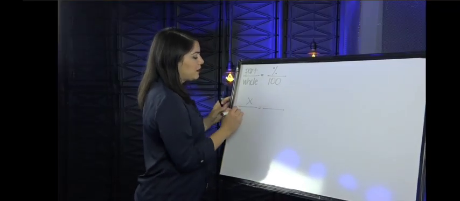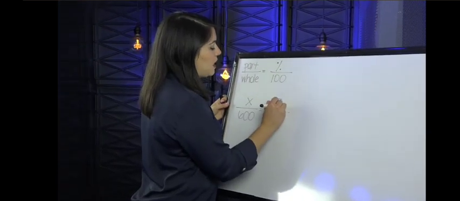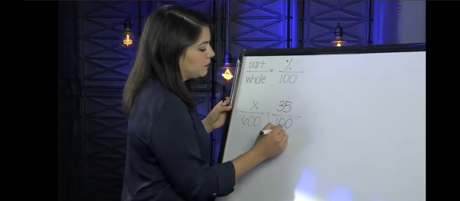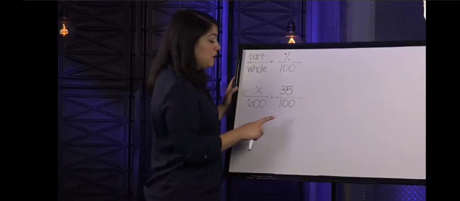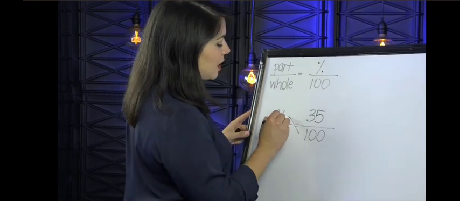So we have our two fractions here. We don't know what the part is, but we do know what the whole is. We know that the whole is $600 because that is the price of the television. We also know the percent of the down payment is 35%, and we know that 100 always goes down here. Now, we have to make sure we understand what we're doing here. This is the percentage of the down payment, which means we're going to find the part of the down payment. That's what this means. So let's go ahead and cross multiply.